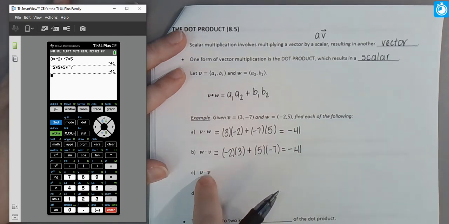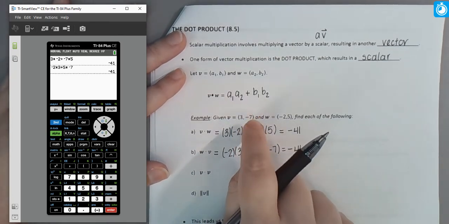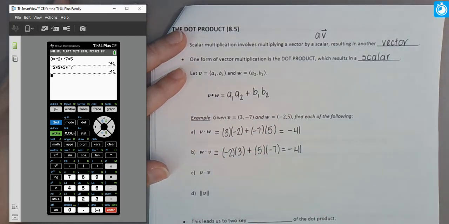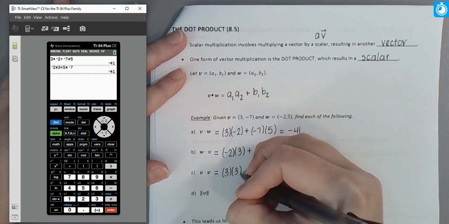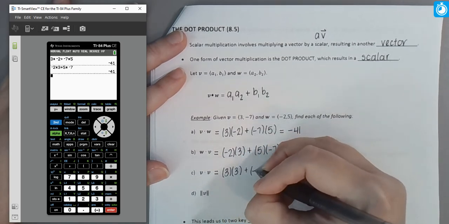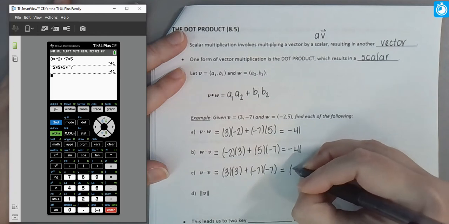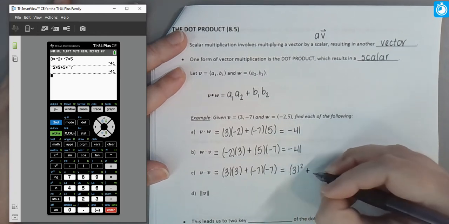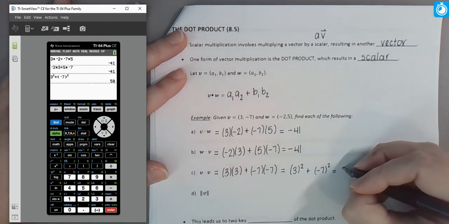Now, what if we take a dot product of a vector with itself? That just means we're multiplying the first component by itself, we're multiplying the second component by itself, and then we're taking the sum as we did before. So that's going to be 3 times 3 plus negative 7 times negative 7. Well, another way to write that would be 3 squared and negative 7 squared, and then add those up. And so if we take 3 squared plus negative 7 squared, make sure the negative 7 goes into parentheses, that's going to be 58.